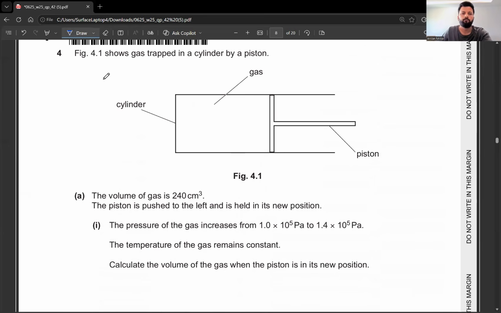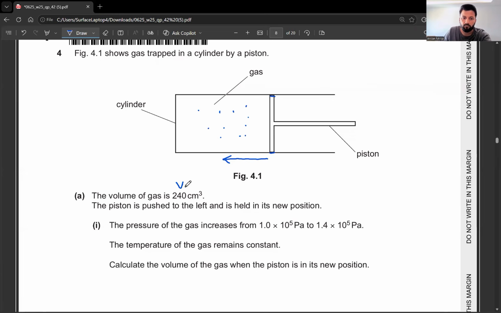Question number 4. Figure 4.1 shows gas trapped in the cylinder. In this region, the gas particles are trapped because of this sealed piston. The volume of the gas is 240 cubic centimeter. The piston is pushed towards the left. So this piston will be pushed towards the left, so the gas will be compressed.